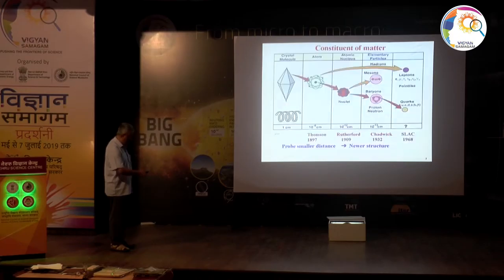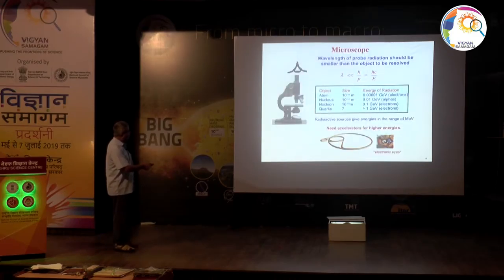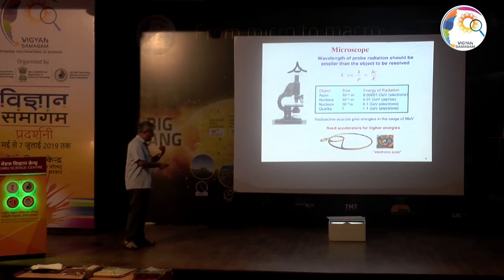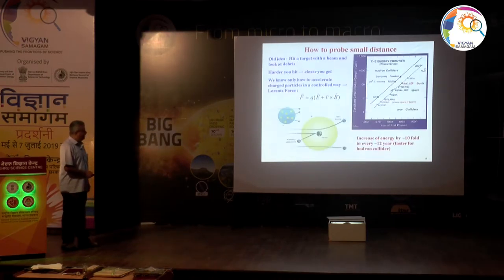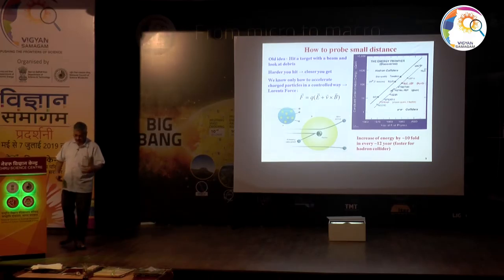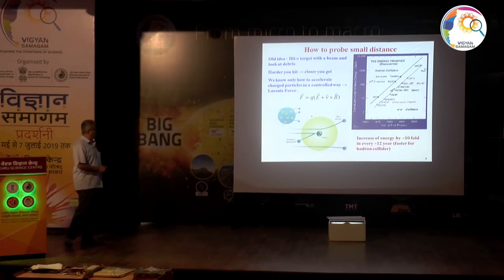Previously, what I showed earlier, one by one, we see newer and newer structures. There, the source by which we see them is particles, and their energy we are gradually increasing. And when we increase the energy of these particles, we see the nuclei, atom, then nucleus, proton, neutron, and the quark. That probe is a particle whose wavelength is smaller than the size of those constituents. So this was the basic building block of the development of particle physics, and of course neutrino physics also.